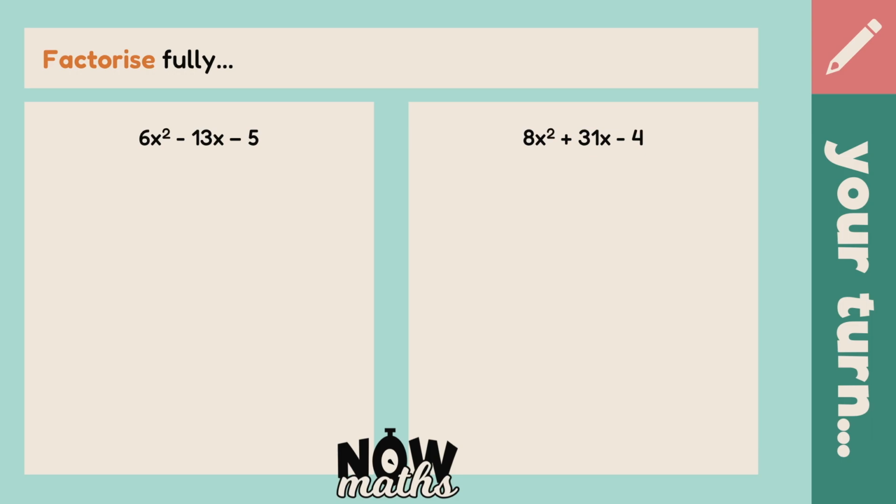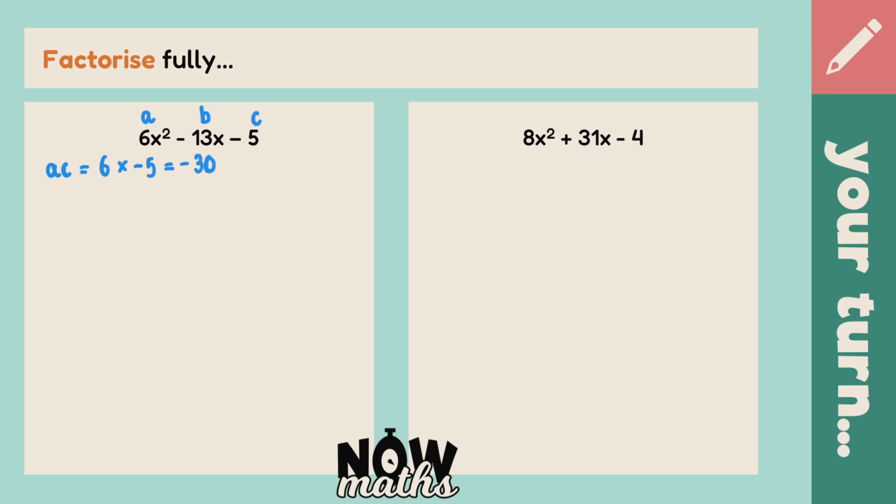If you paused, welcome back. Now let's have a look at some answers. So for the first question on the left, the first thing we need to do is label x squared coefficient A, x coefficient B, and constant C. We then work out the value of AC, which in this case A is 6 and C is negative 5, and 6 multiplied by negative 5 is negative 30.